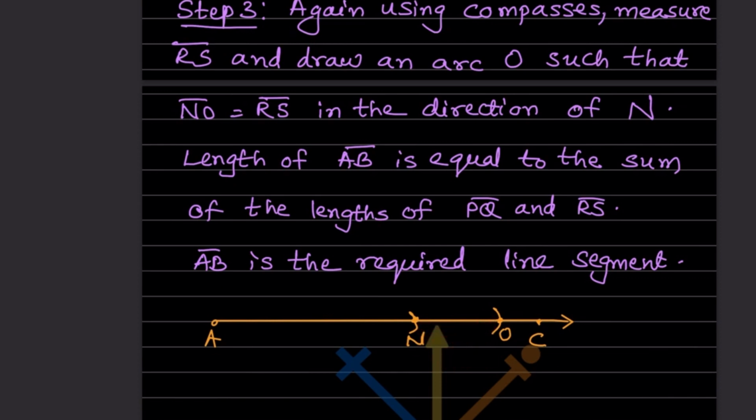So now what are we going to do? The length of AB is equal to the sum of the lengths of PQ and RS. So from this one we can say that the length of AB is equal to the sum of lengths PQ and RS. So AB is the required line segment. So in this way we have completed this construction.